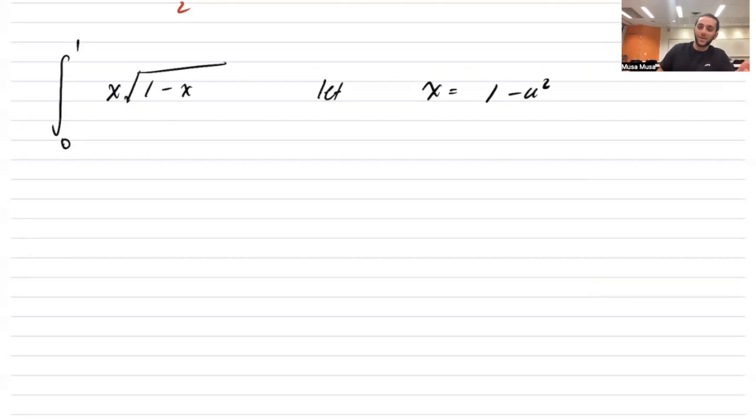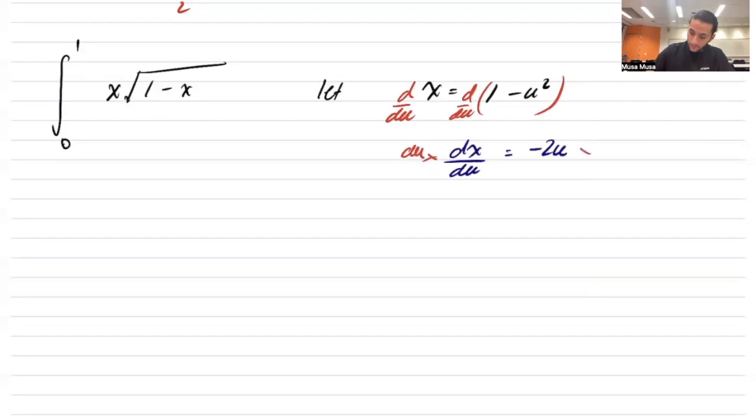Alrighty. Now that you've had a go, let's do this. So instead of taking the derivative with respect to x, I'm going to take the derivative with respect to u. So I'm going to take d du. So this is going to be dx on du equals, and I'm going to differentiate my right-hand side with respect to u. That's minus 2u. I'm going to multiply both sides by du. And you get dx equals minus 2u du.